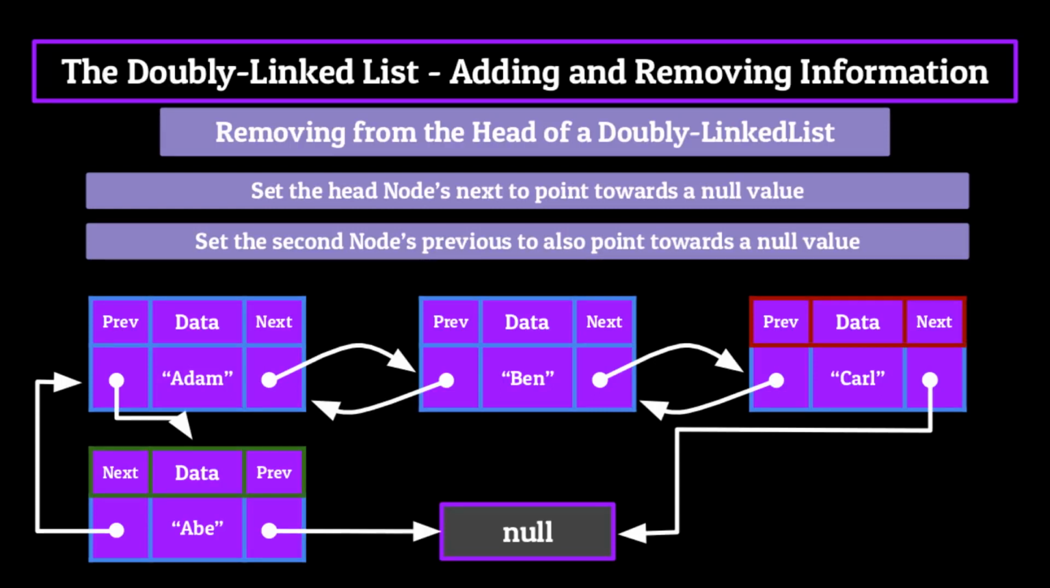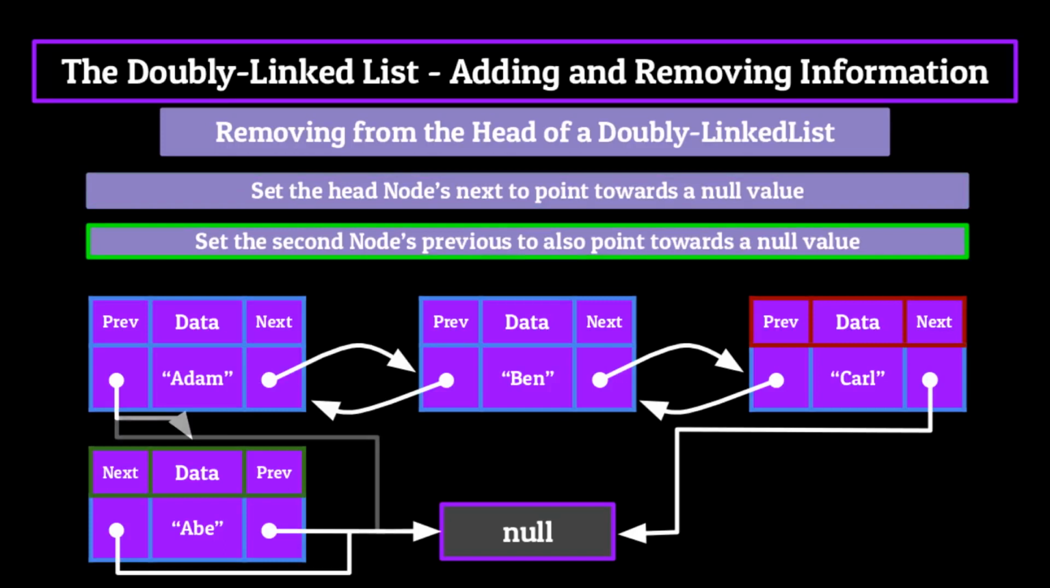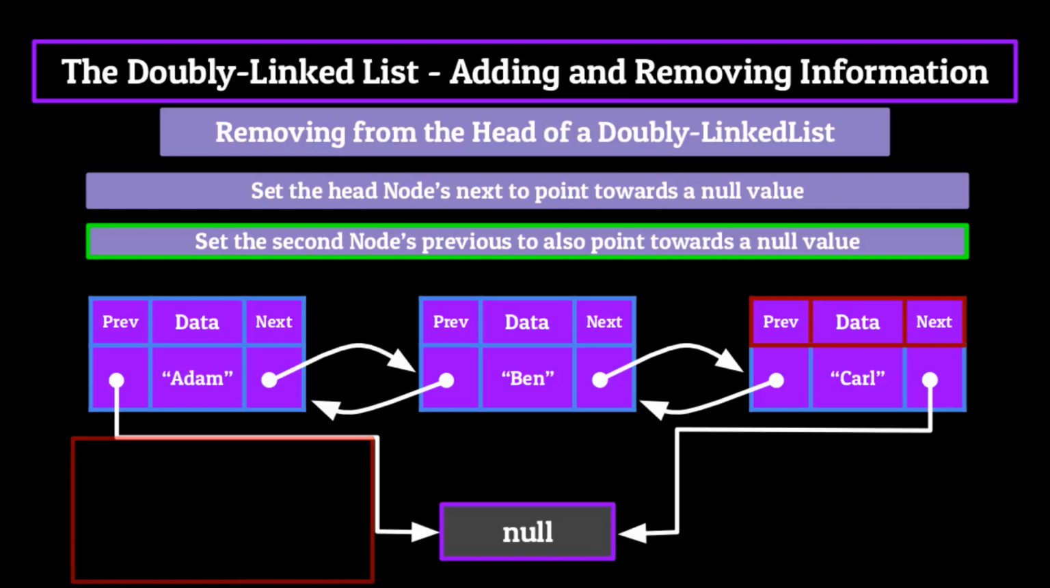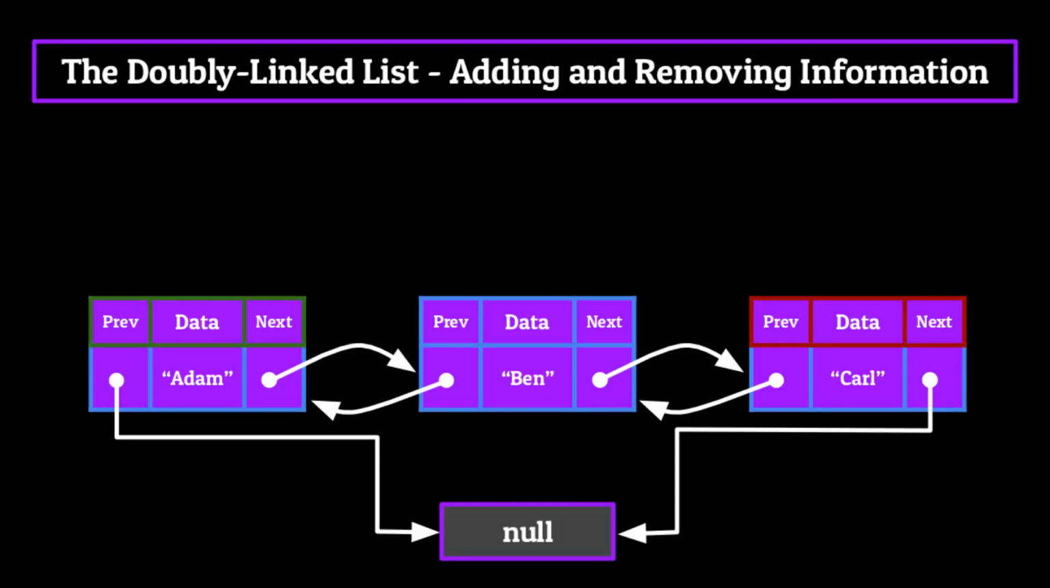This is how it would look in our example. We'd first set the Abe node's next to null, then we would set the Adam node's previous to also be null, and then we're done. Now, because the Abe node doesn't have anything to point towards, nor does it have anything pointing towards it, it will be deleted from the list. The Adam node will regain its position as the head node, and the program will carry on.